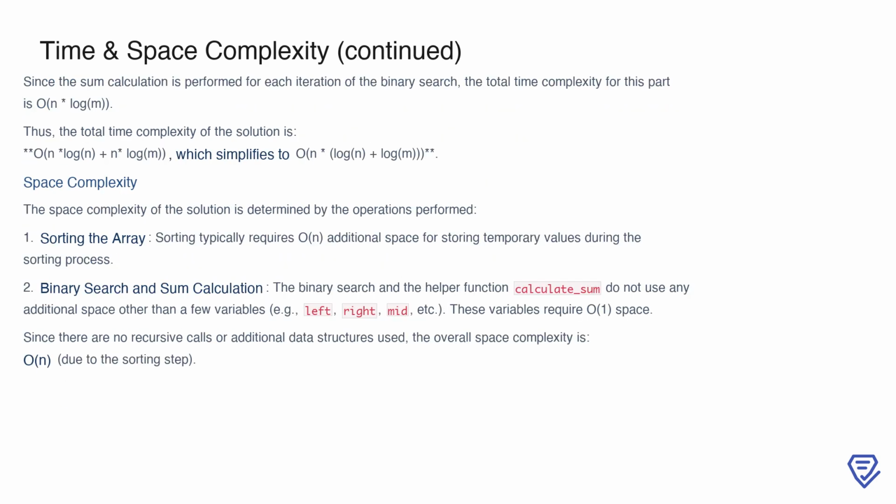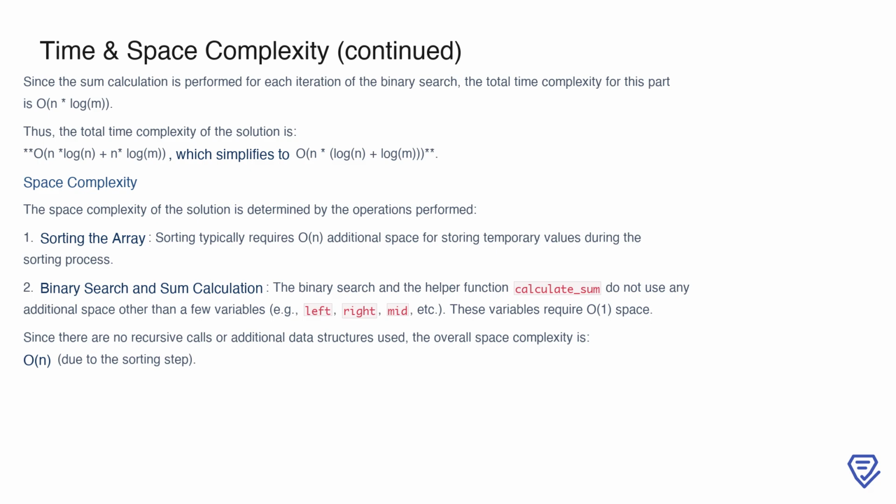Now, since the sum calculation is performed in each iteration of the binary search, the total time complexity for this part becomes O(n log m). Combining this with the sorting step, we get a total time complexity of O(n log n + n log m). This can be further simplified to O(n (log n + log m)). Moving on to space complexity, the primary contributor is the sorting step, which typically requires O(n) additional space for temporary storage during the sorting process.